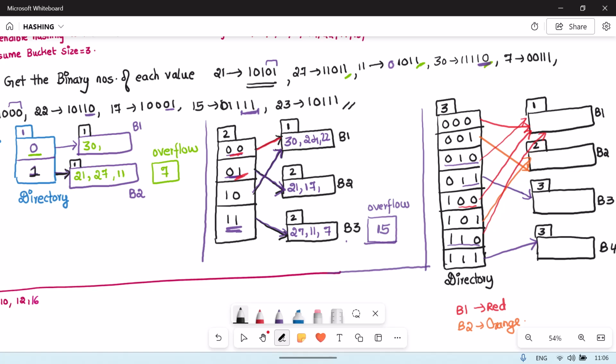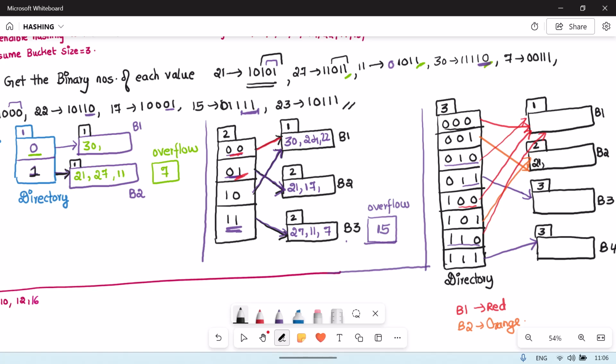Okay. Now, what is the idea? How to place the items into the bucket? You have to look at the last 3 digits because here we have 3 digits. So, 21's 3 digits are 101. So, 101 is here. 101 will come to this bucket. So, bucket 2, 21.